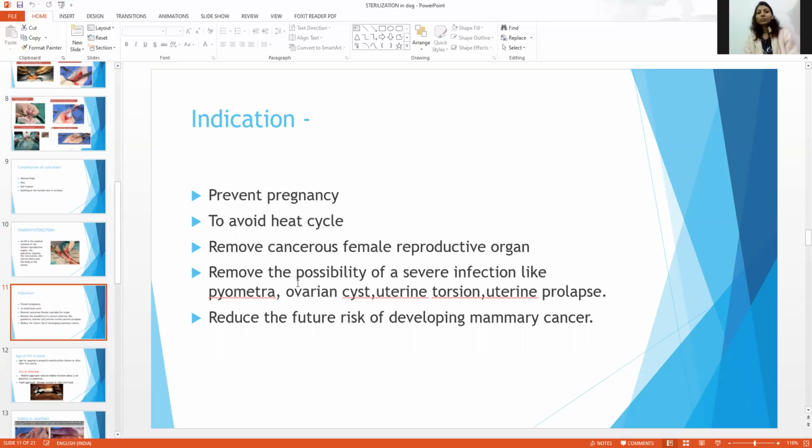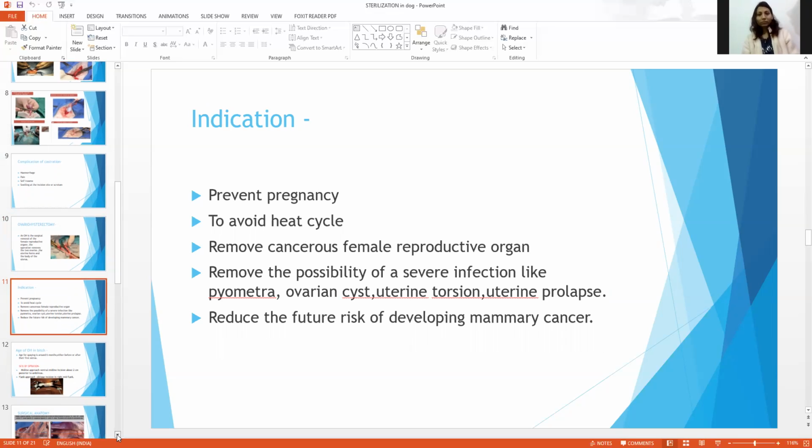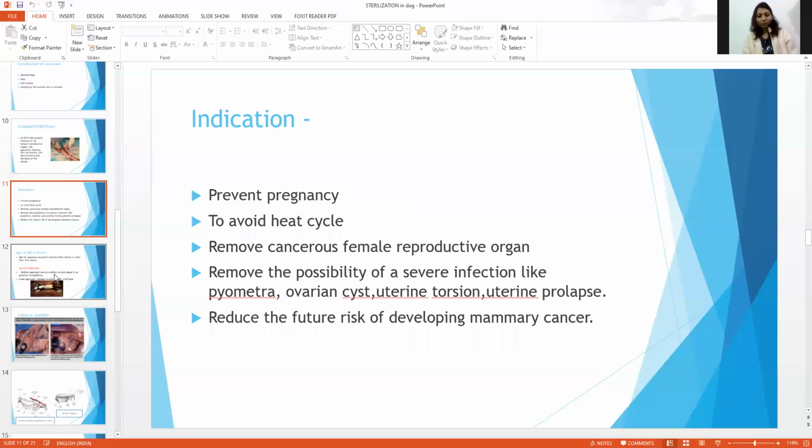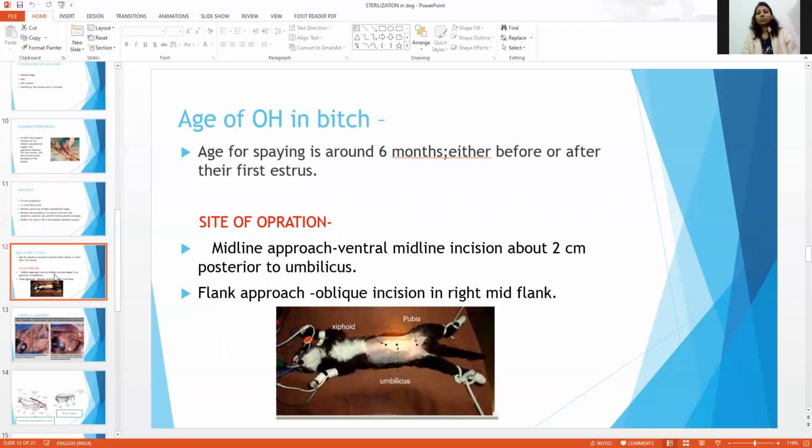Indications: pyometra, ovarian cyst, uterine torsion, uterine prolapse. Also if the animal is having uterine cancer, just to prevent pregnancy and just to avoid the heat cycle. These are the indications for this ovarian hysterectomy.